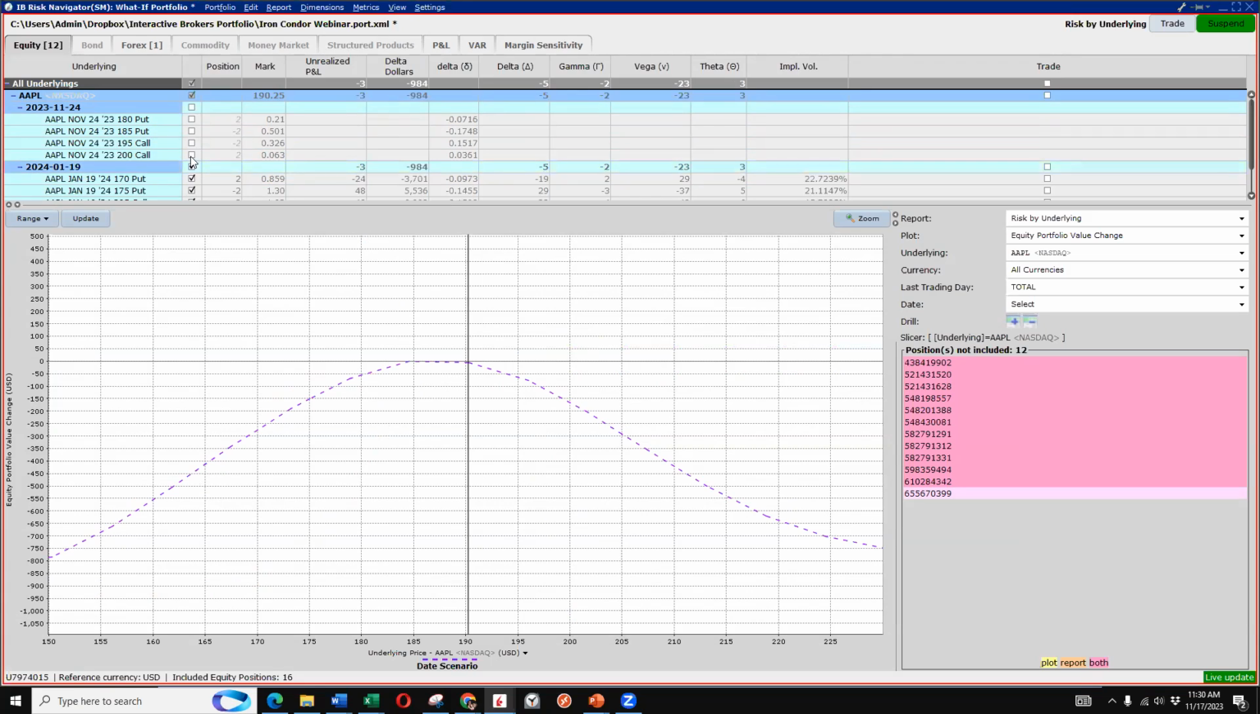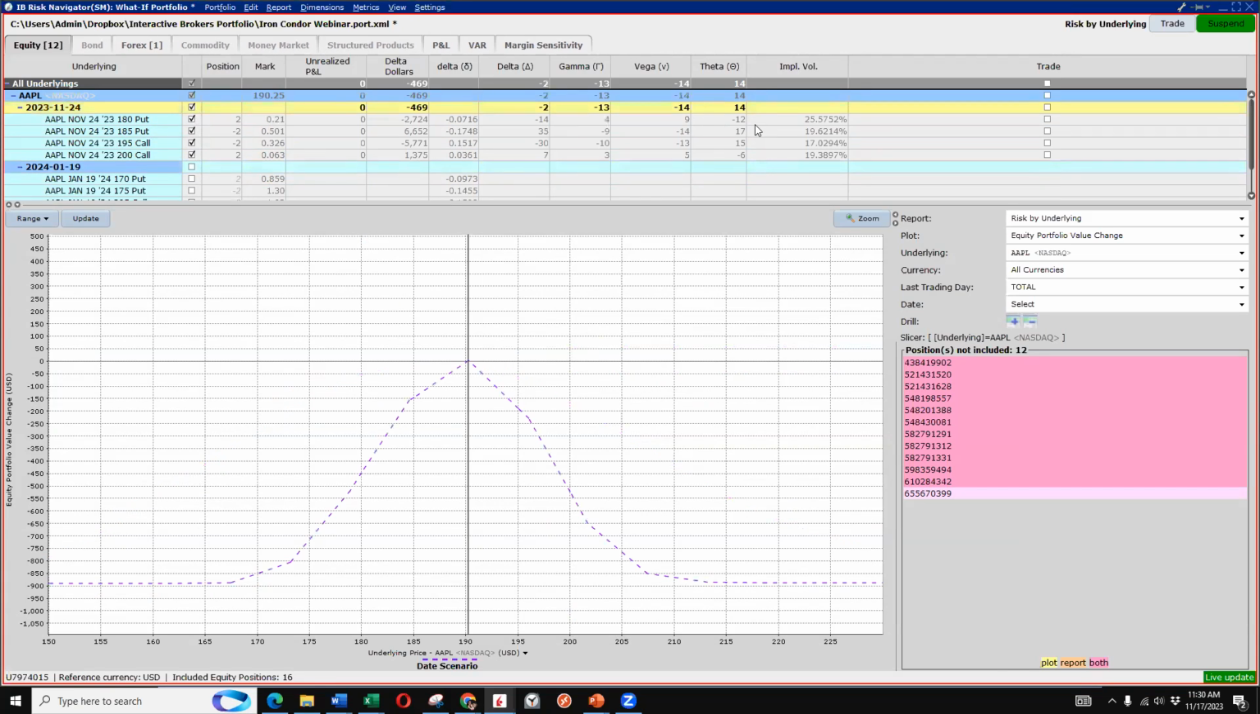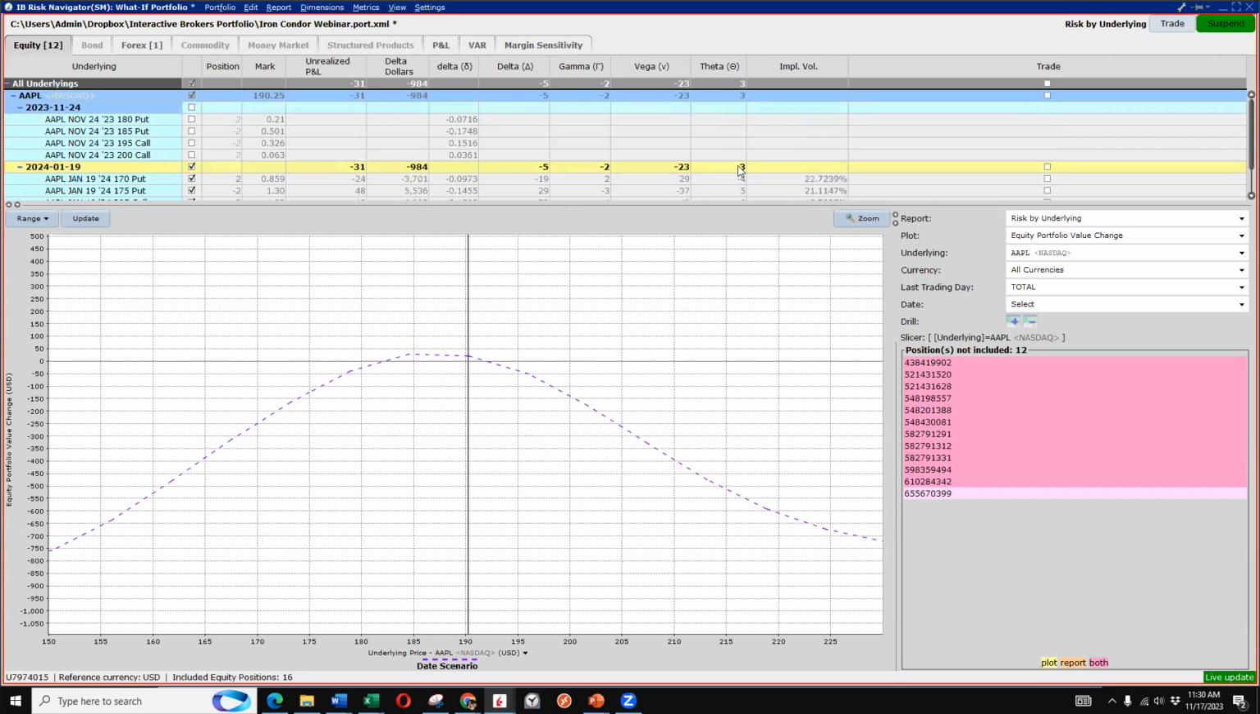Now, profits are going to accrue slower, but losses are going to accrue slower as well. Look at that difference in the theta, $14 a day in time decay. Lots and lots of time decay, whereas we're only getting $3 a day here. But I'll take this any day of the week. Slower moving trade, less risk.